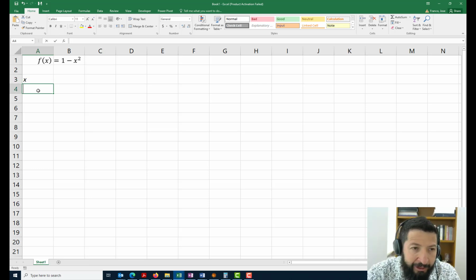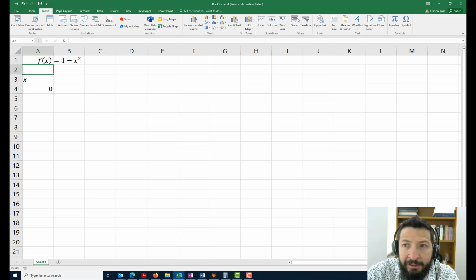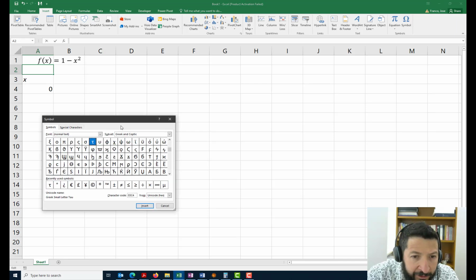So I'm going to start with, say, 0, that's the first one, and then I'm going to do one thing. I'm going to pick my delta x. So let's insert a symbol here so it looks nice. So I'll do my delta x. You don't have to do this. Where's delta? I cannot see it.